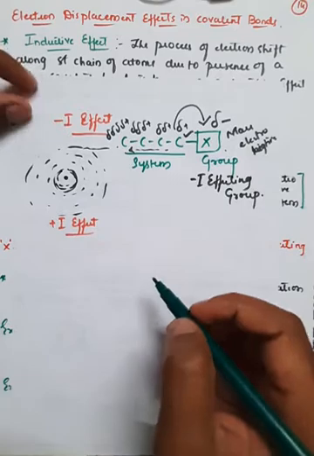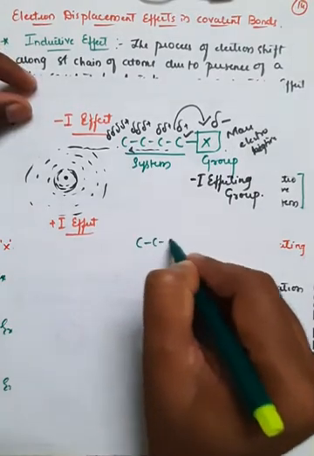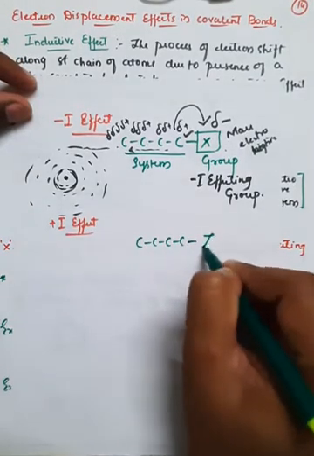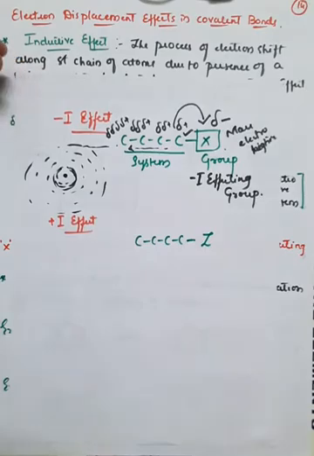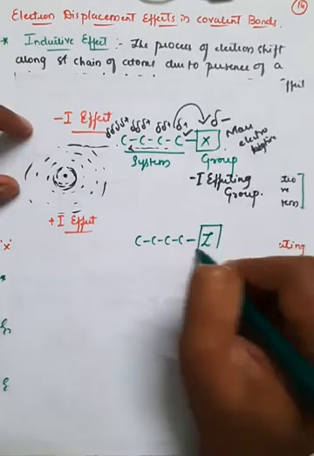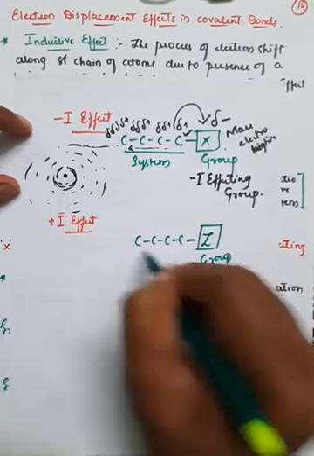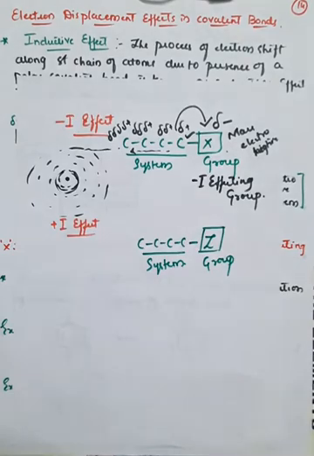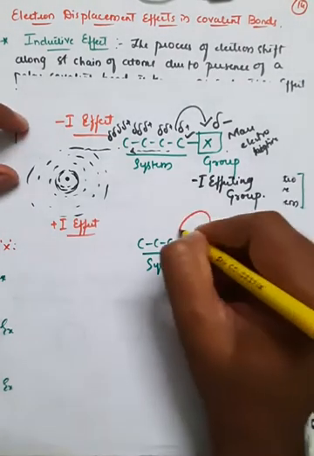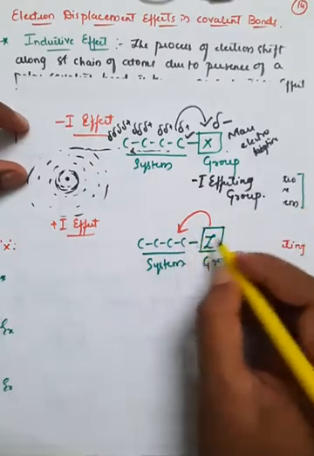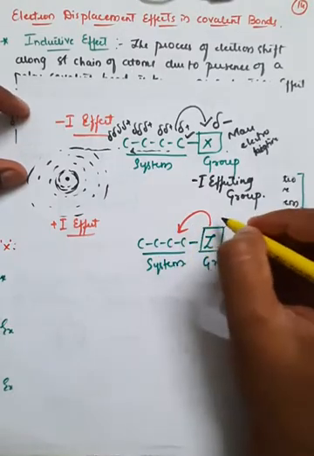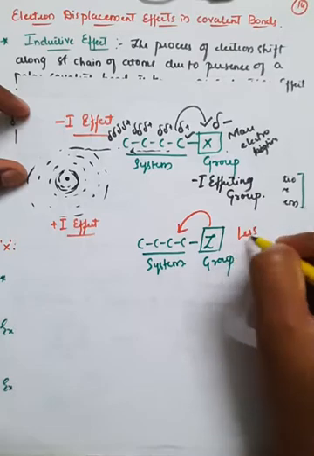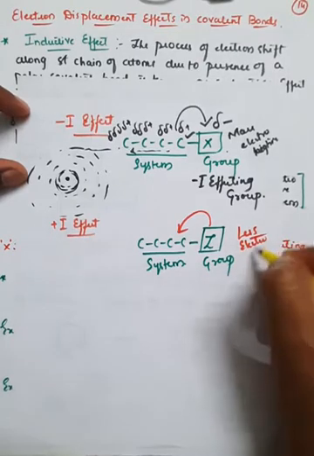So in case of the plus I effect, what happens? The same thing: the carbon atoms are bonded with some kind of molecule. If you take the example of Y or any kind of Z, here Z is considered as the group and this carbon atom is considered as the system. In this case there is a reverse movement of the electrons. Reverse movement of the electrons means the electrons moving from Z towards the carbon atom. The electrons are moving from Z towards the carbon atom because it is less electronegative, right?